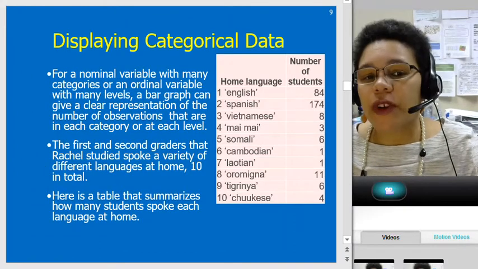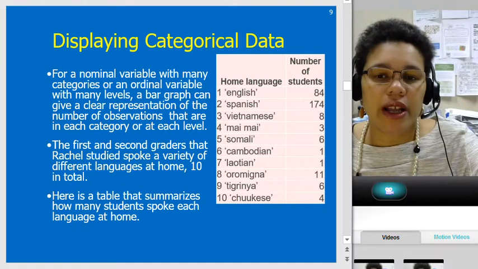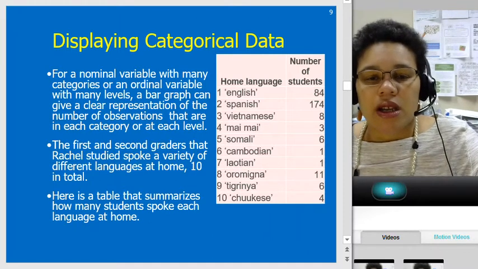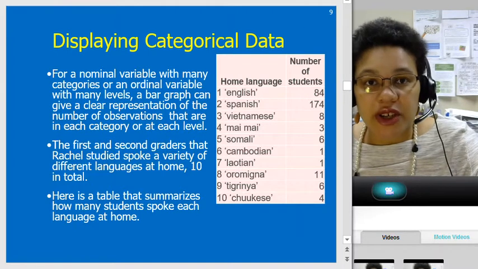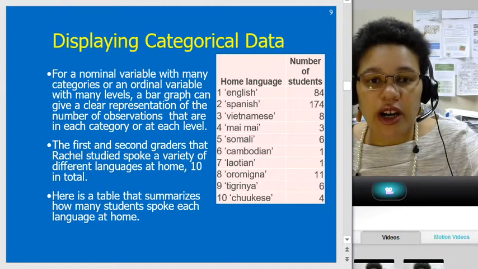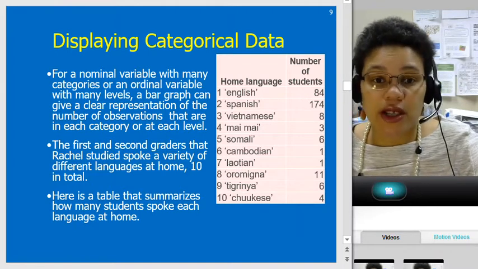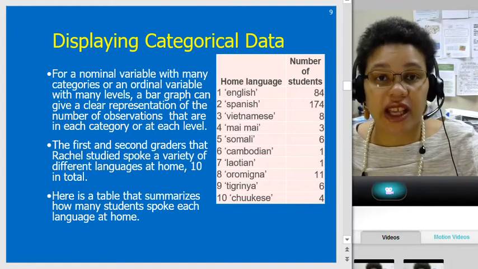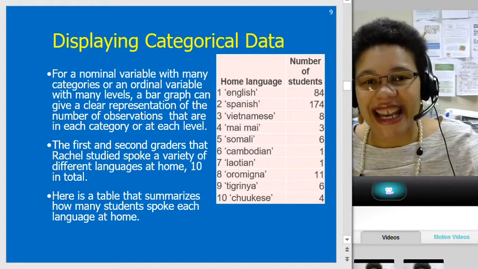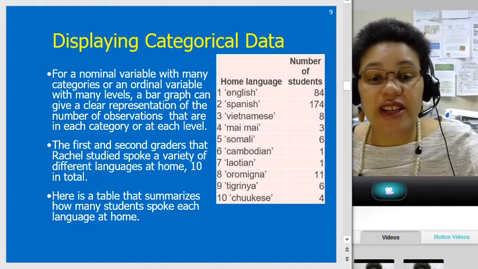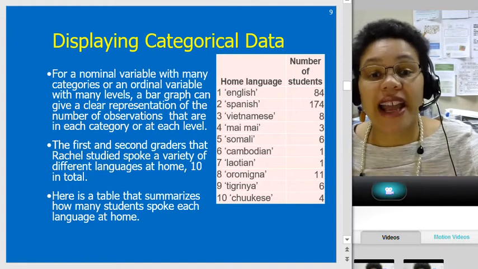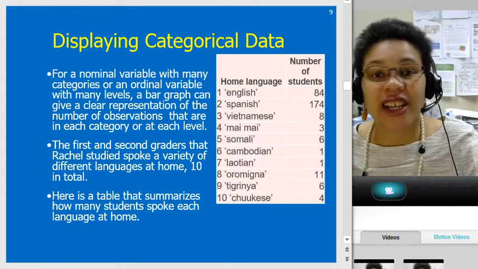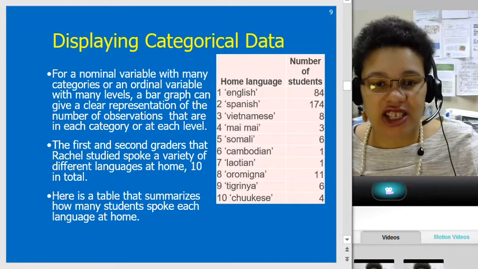Now, for a nominal variable with many different groups, or an ordinal variable with many levels, a bar graph can give a clear representation of the number of observations that are in each category or at each level. The first and second graders that Rachel studied spoke a variety of different languages at home, 10 in total. So there's a very diverse district that she studied.